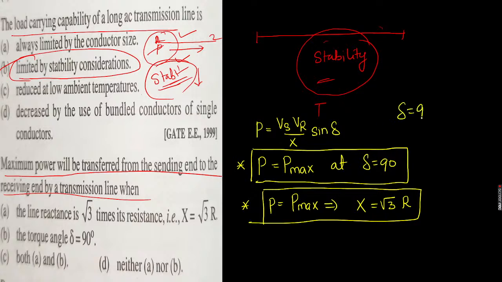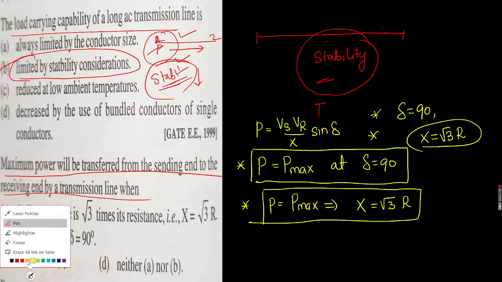One is delta must be equal to 90 degrees. Second is the reactance offered by the transmission line. When it becomes root 3 times the resistance, then also your power will become maximum. So these are the two conditions. Now go through the options and drop the answer.